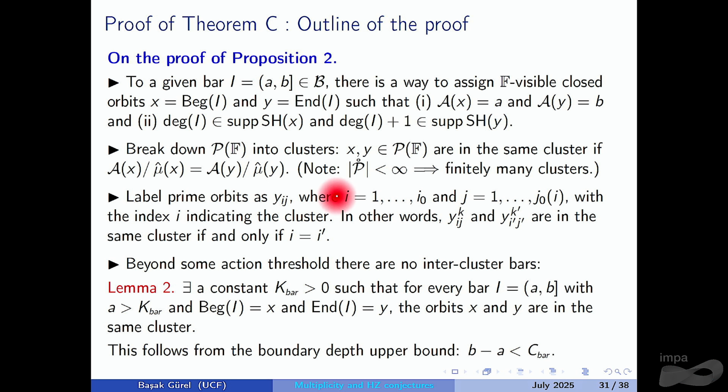Anyway, so we have finitely many clusters because the assumption is that we have a pseudo rotation, so we have finitely many prime orbits.